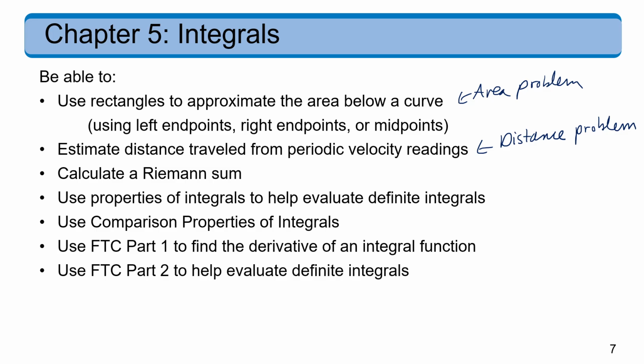Third point, calculating a Riemann sum, but that's really the same as the first point, estimating an area using rectangles. It's just the way the question is asked that's different, but the actual calculations are the same. So whichever way the question is posed, be able to recognize it's asking you to do the same thing, basically. A Riemann sum comes from the idea of adding up areas of rectangles.